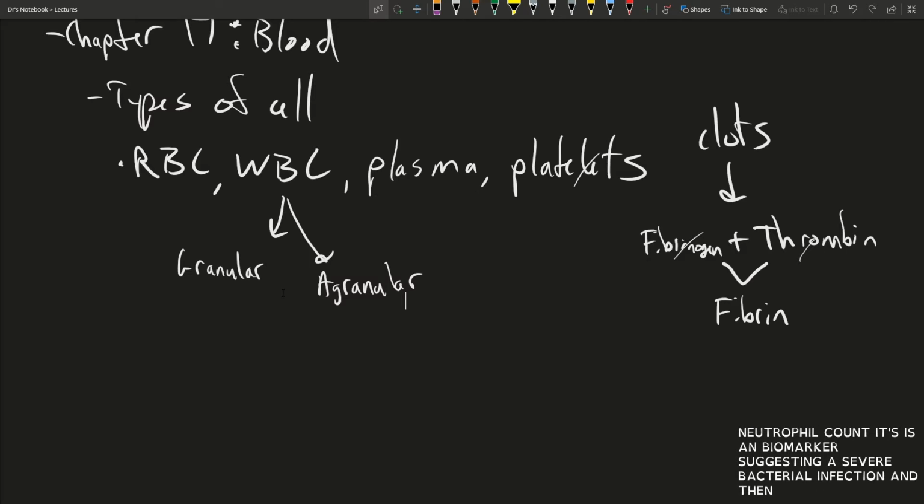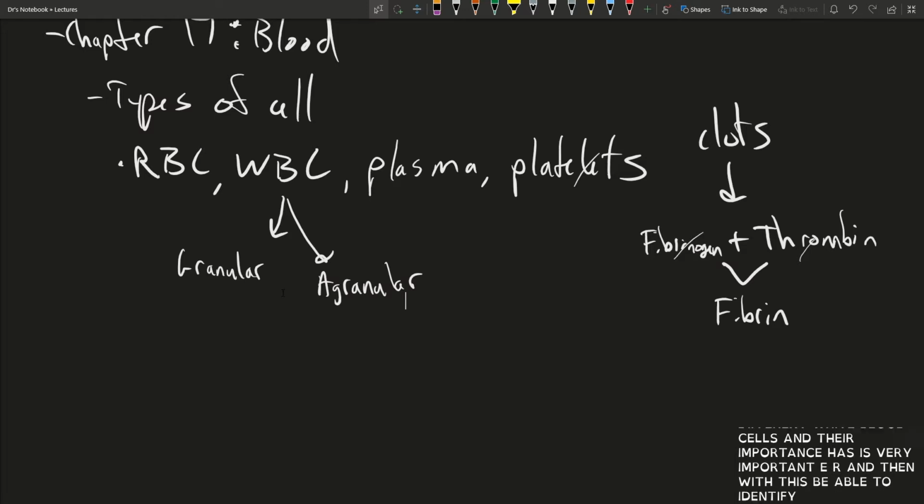And if you do get a white blood cell count and someone is diagnosed with leukopenia, leukopenia is when there's a low number of leukocytes. Leukocyte is a generalized term for white blood cells. So understanding the different white blood cells and their importance is very important here.